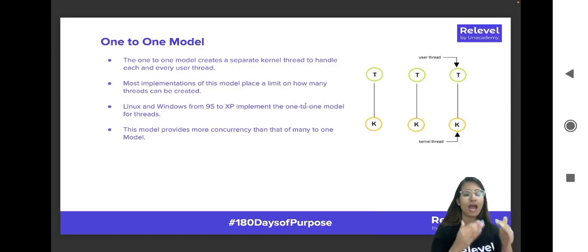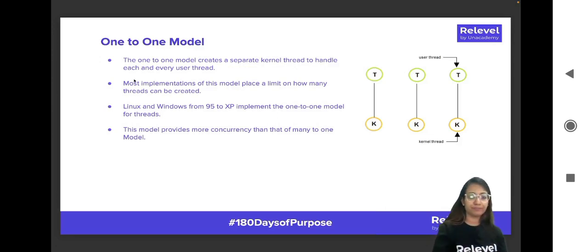So sometimes you have, for every user thread, a kernel thread that can help you achieve parallelism. But since you have to map a kernel thread for every user thread, it becomes an overhead, which can sometimes hinder the performance of a parent process. That is why we saw that Linux and Windows implement this model, and they constantly try to tackle this problem by providing a limit to the growth of the thread count. That is basically the one-to-one model.